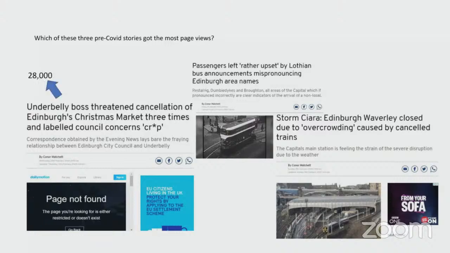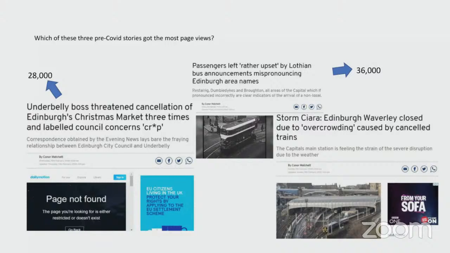So Underbelly, 28,000. Local news story, that's very reasonable. That was a good story for me and for the paper. We splashed on it. It was good. Affected a lot of people. It wasn't read as much as Lothian Buses.